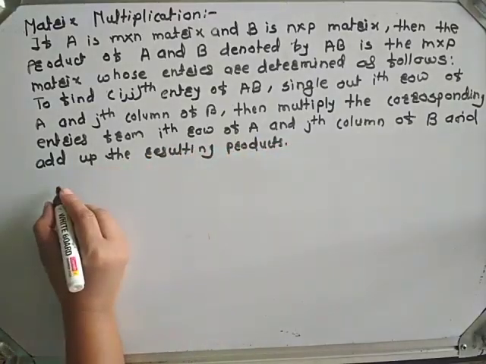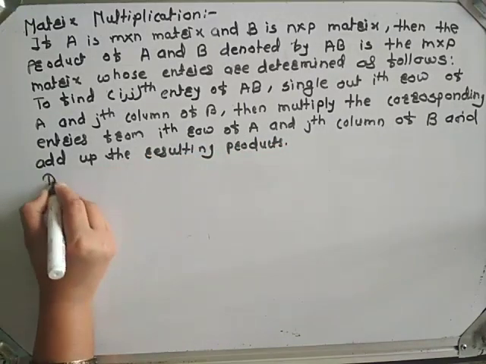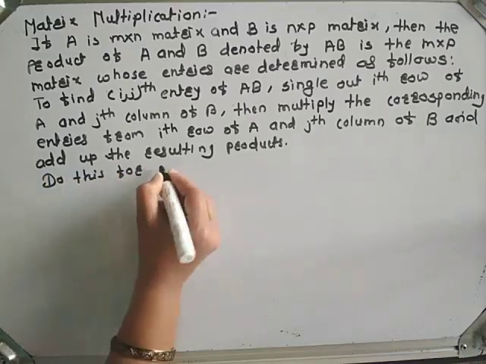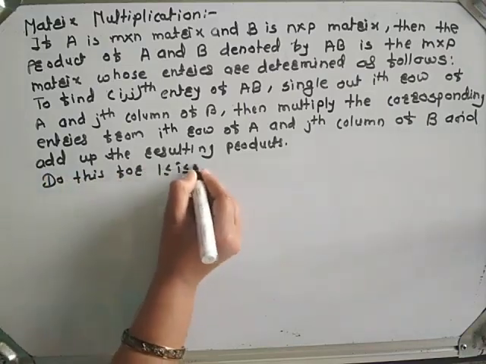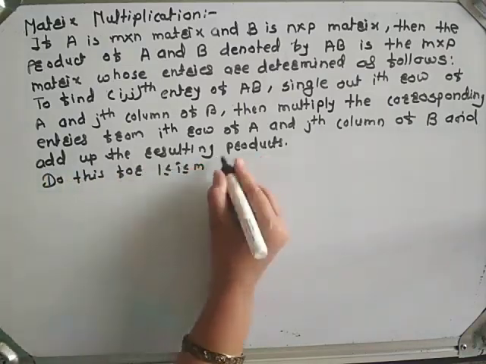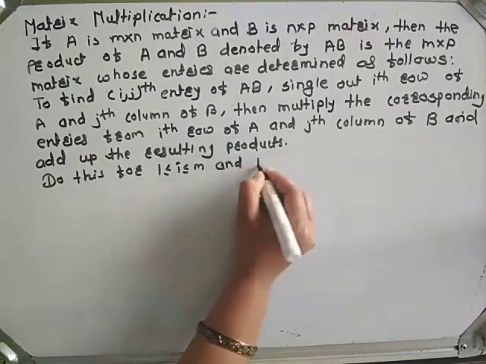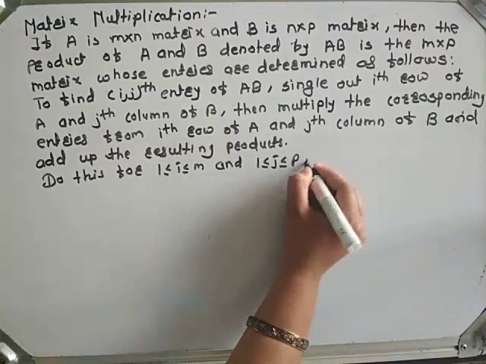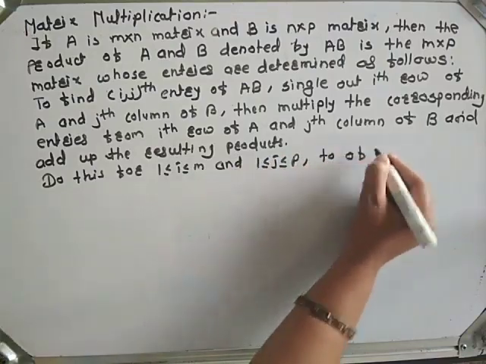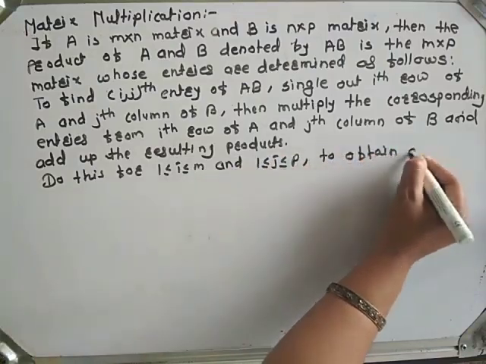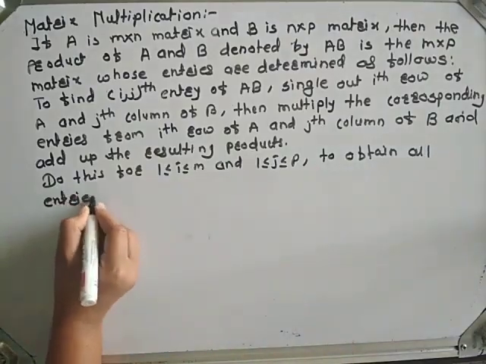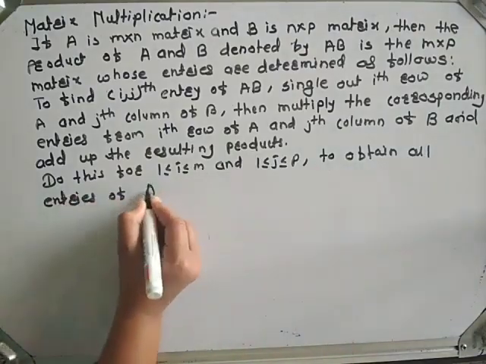Full stop. Do this for 1 less than or equal to i less than or equal to m, and 1 less than or equal to j less than or equal to p, to obtain all entries of AB.